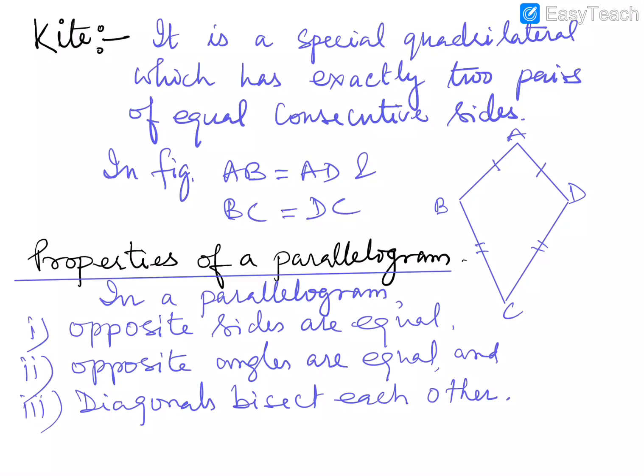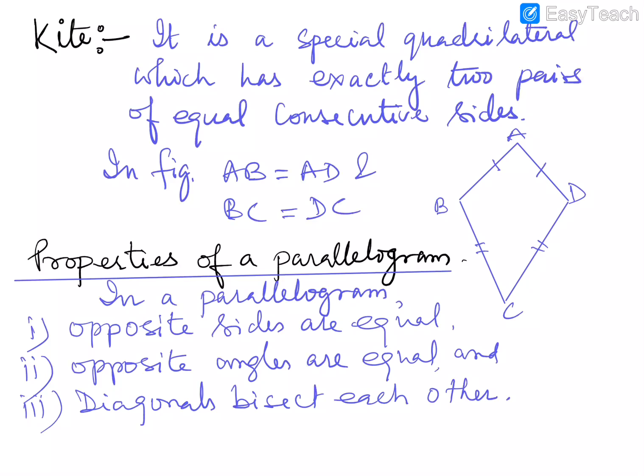Now kite. It is a special quadrilateral which has exactly two pairs of equal consecutive sides. One pair of consecutive sides is this and the other pair of consecutive sides is this. AB is equal to AD and BC is equal to CD. Two pairs of equal consecutive sides it has, so it is a kite.